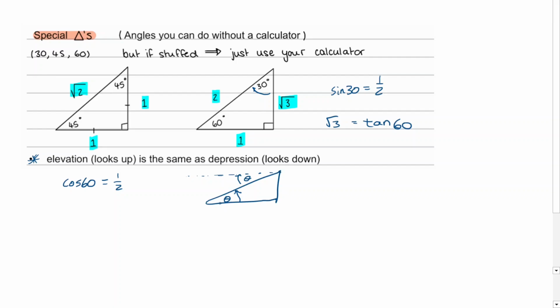And so it's easier, I find, if they give me an angle of depression, just to automatically do alternate angles and work from the angle inside the triangle. And so I hope that was helpful, just to give you an introduction to special triangles and their value, and a little bit about elevation and depression.